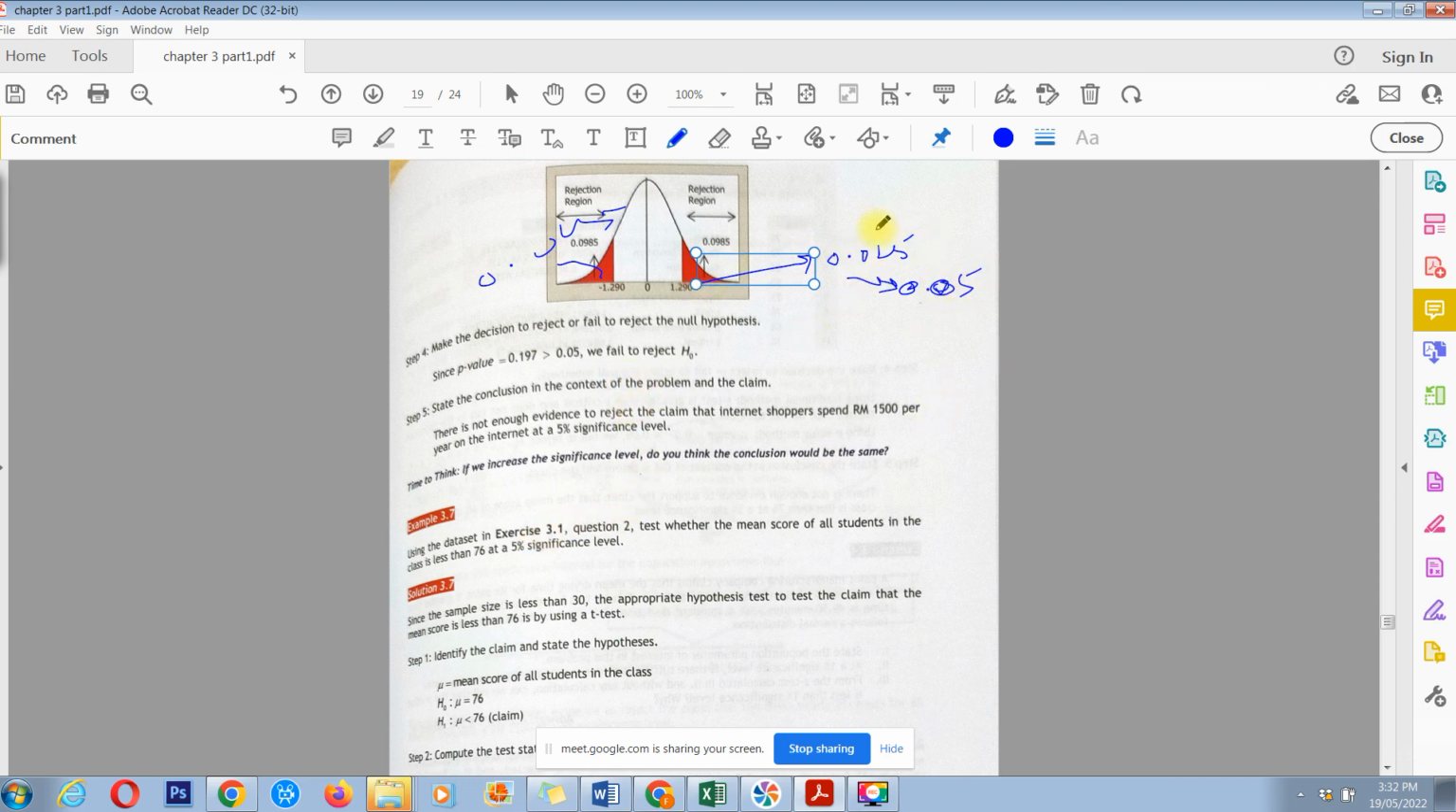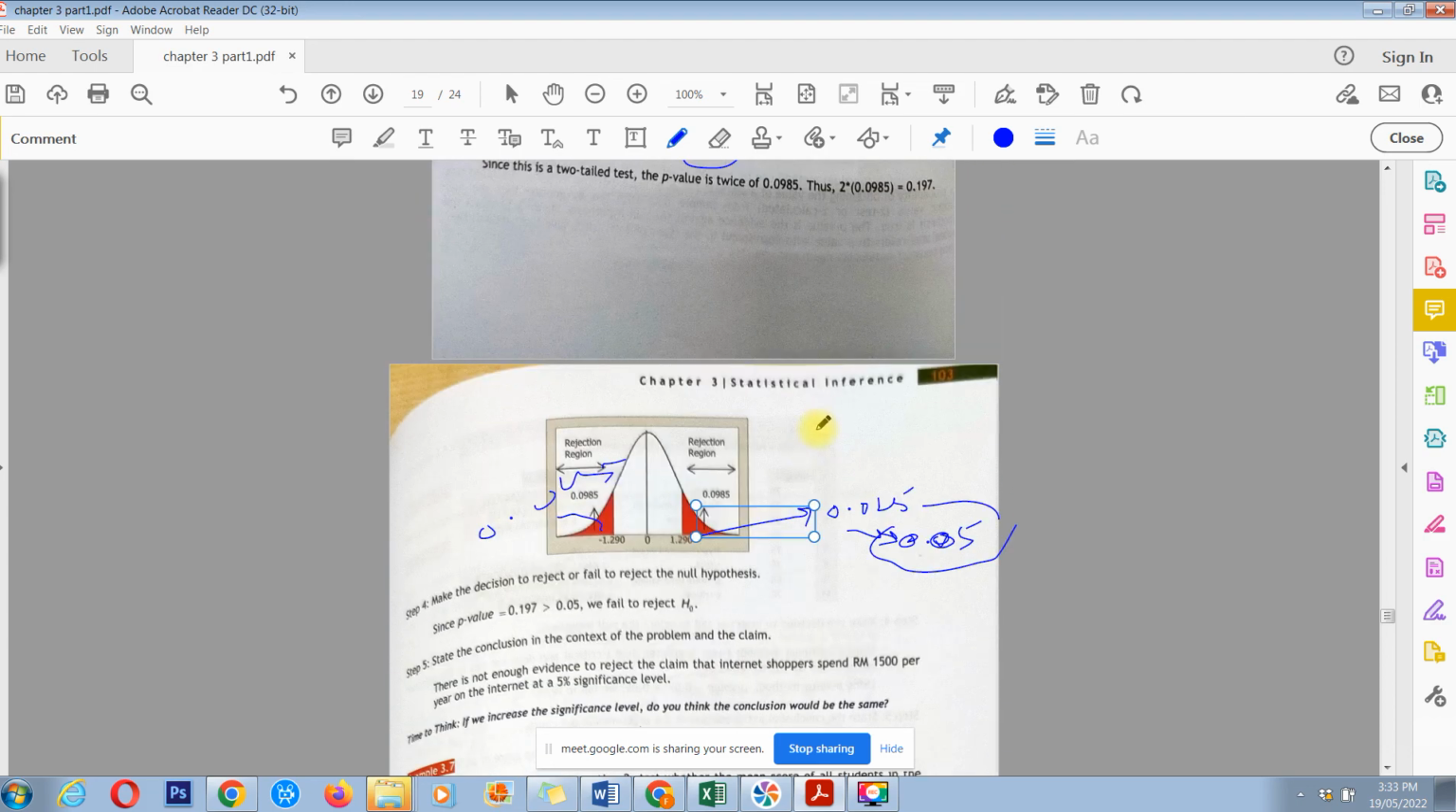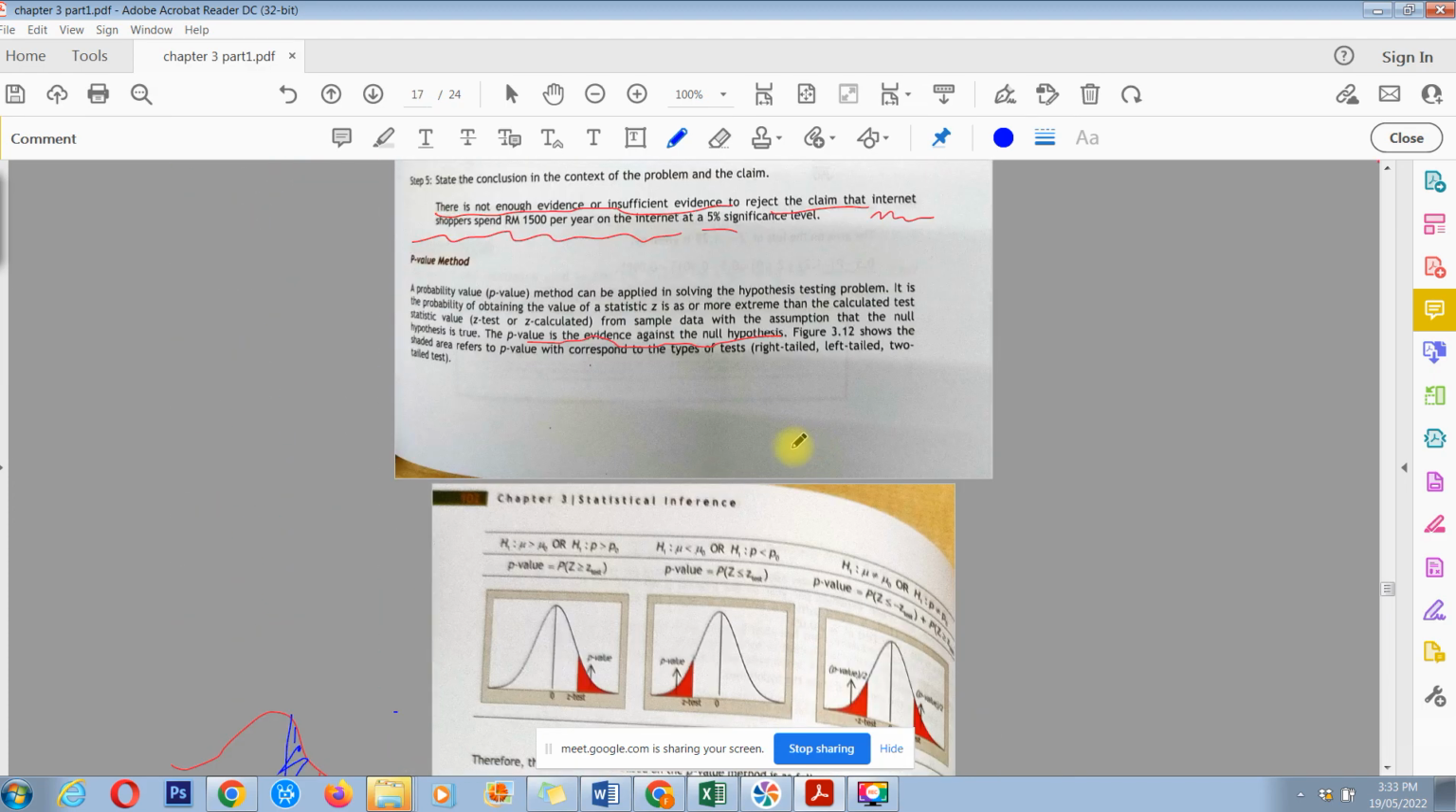Okay. So we have the total area for alpha. So it says there is 0.197 which is larger than 0.05. So we fail to reject. Why? Because it discusses through the shaded area. The shaded area is larger than the red shaded one. So it means it cannot reject. It means there is no strong evidence to reject. So we have to accept. That's why its conclusion here says there is not enough evidence to reject the claim. So that's the only difference between this P method and the alpha method.